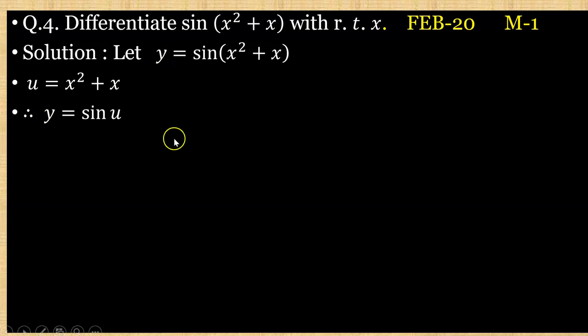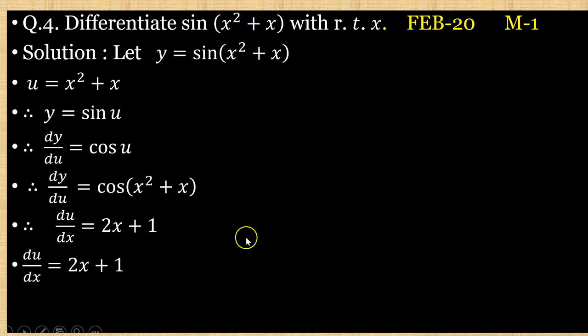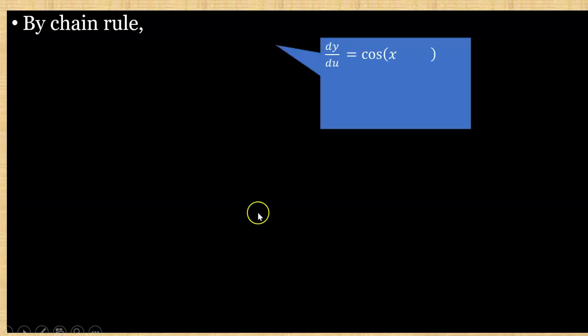Therefore, it becomes y is equal to sine of u. If we differentiate this, then you will get dy by du is equal to cos of u. That is, dy by du is equal to cos of, substituting the value of u, x square plus x. du by dx is equal to 2x plus 1. Now by the chain rule, see this here: dy by du is equal to cos of x square plus x, and du by dx is equal to 2x plus 1.